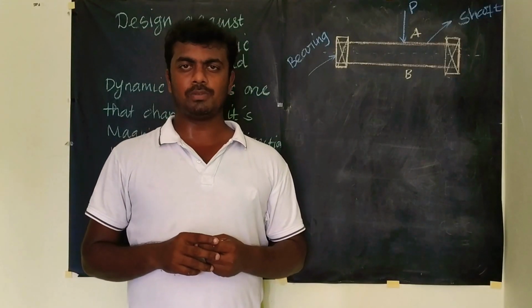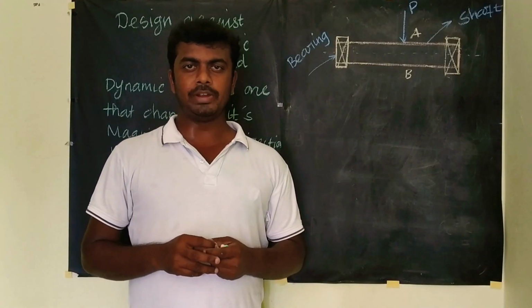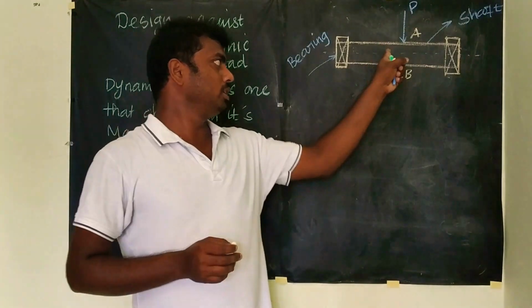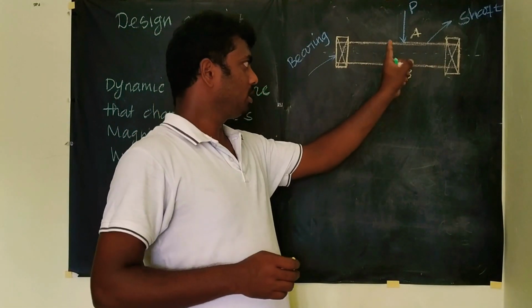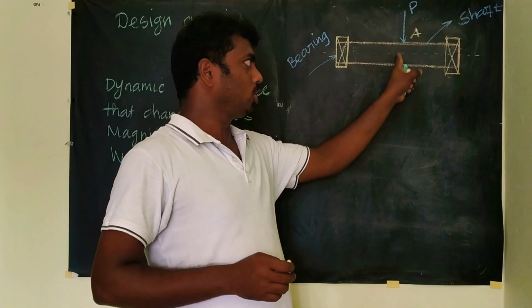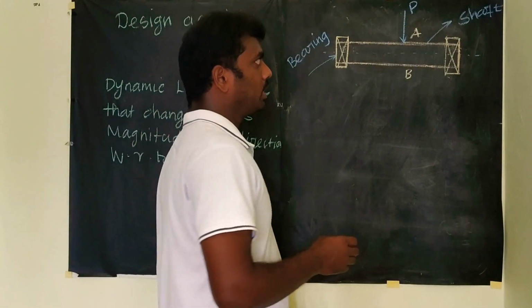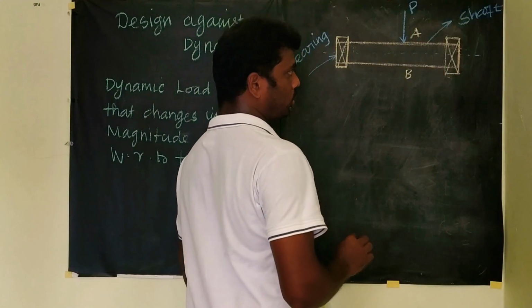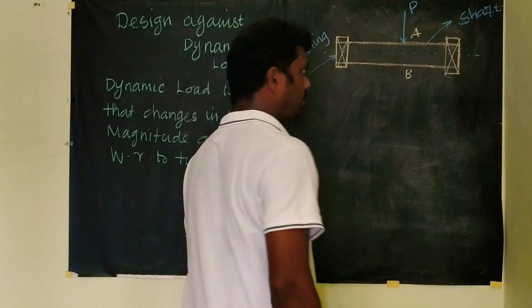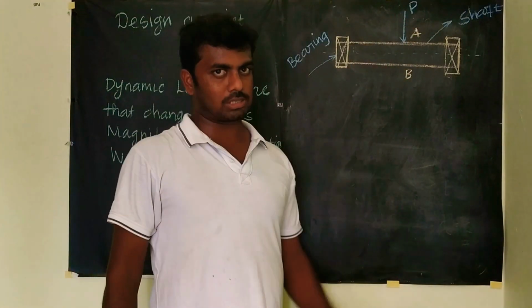This is explained with one simple example. Let me take one shaft. Here, this shaft is mounted on 2 bearings. Then this shaft is subjected to one transverse load. See here, the line of action of this force is perpendicular to the axis of the shaft. It means that this load is a transverse load.